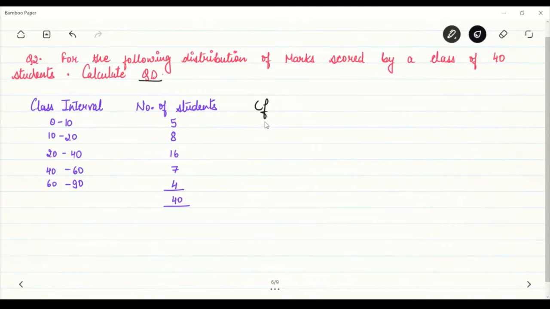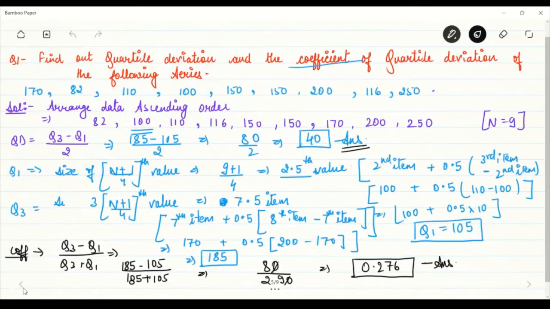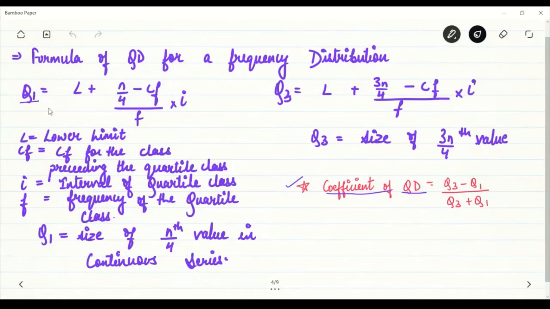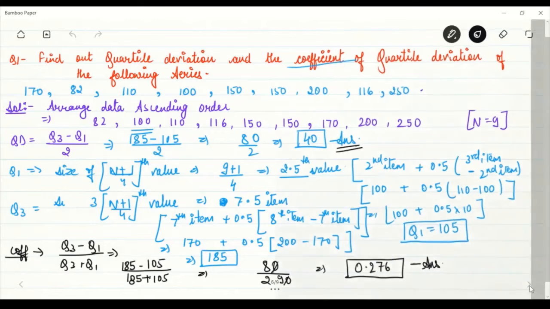So what will the cumulative frequency be? 0, 5, and when we add 5 and 8, we get 13, then 29, 36, and the last value will be 40. You can see the total is n equals 40, right? So first let us see what the formula was to calculate Q1 and Q3. Q1 is calculated as L plus n by 4. Let us write down the formula and calculate.